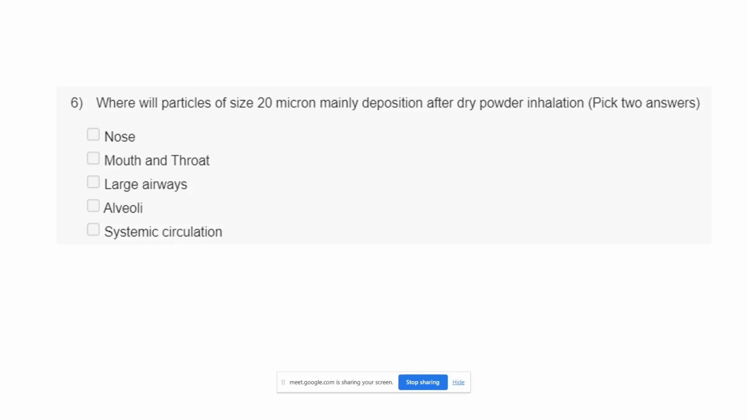Where will particles of size 20 micron mainly deposit after dry powder inhalation? You have to select two answers: nose, mouth and throat, large airways, alveoli, and systemic circulation. Option B and C. B and C only. Mouth, throat, and large airways.